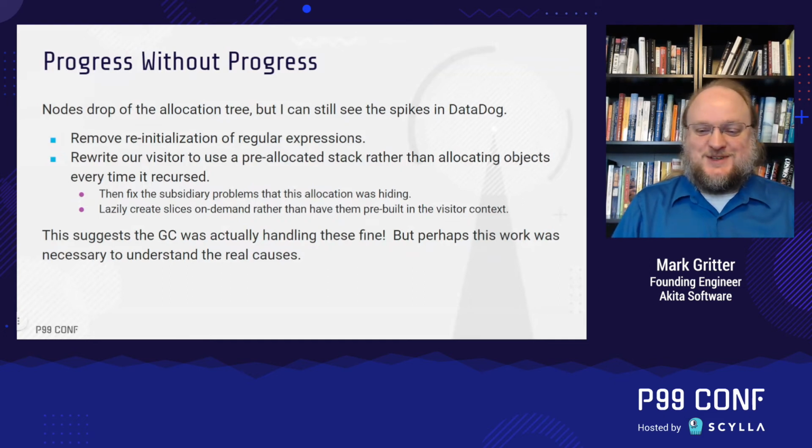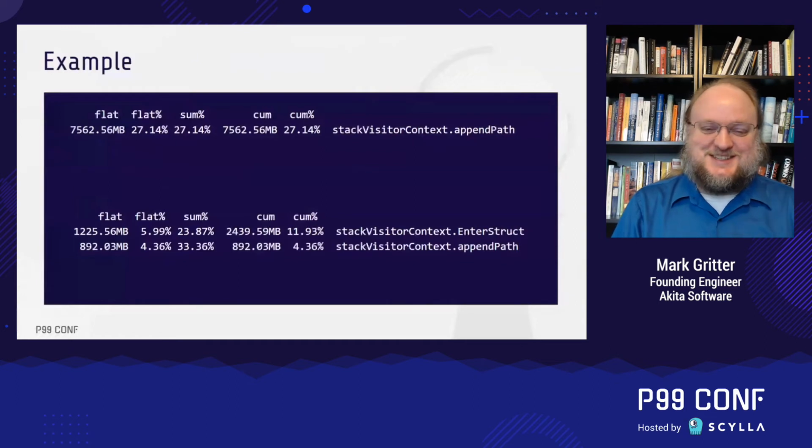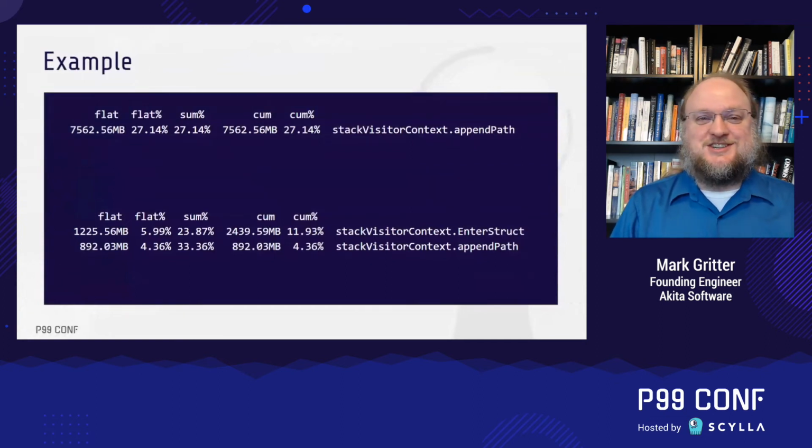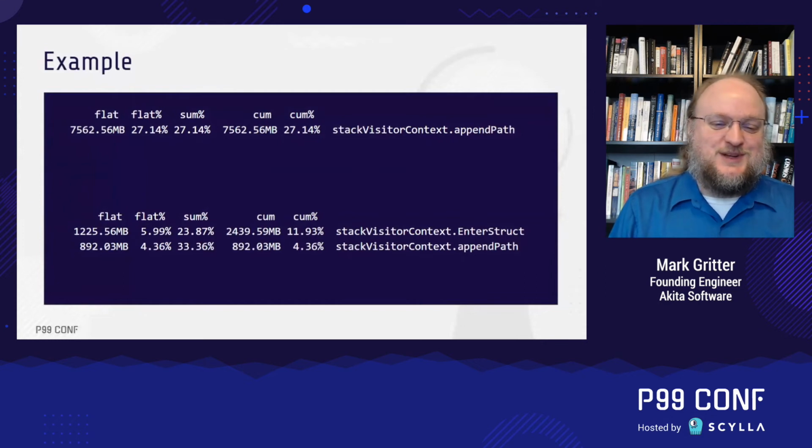So here's an example of the frustrating process this can be. Fixing the visitor's append path hotspot moved it from 27% of allocations just down to a bit more over 4%. That was great. But some of that usage popped up in another place that just wasn't visible before. Enter struct had been just a few percentage points more, so there was more work to be done here.